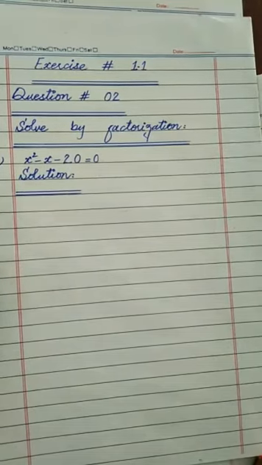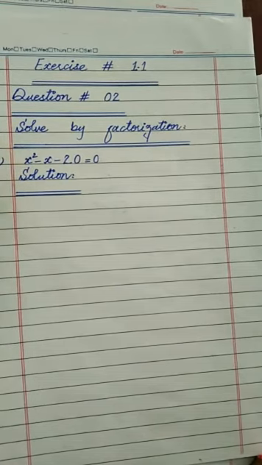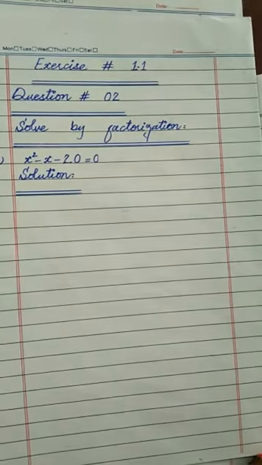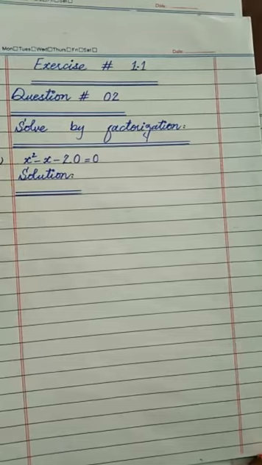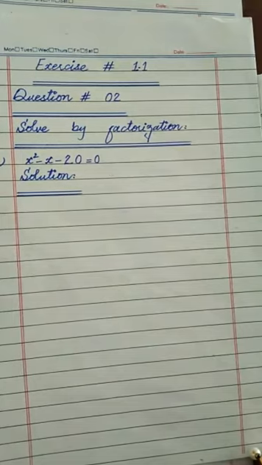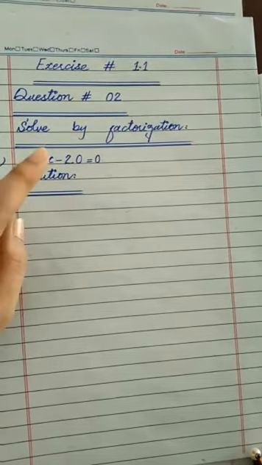Question number 2 says solve by factorization. A quadratic equation is given and they have given us a margin to solve it by factorization. As we have talked about, a quadratic equation can be solved with different methods, but if they just say solve it, we are not compelled to use any particular method, whether factorization, quadratic formula, or completing the square. But in this question we are compelled to solve by factorization because the margin is given. So we have to factorize this equation first.